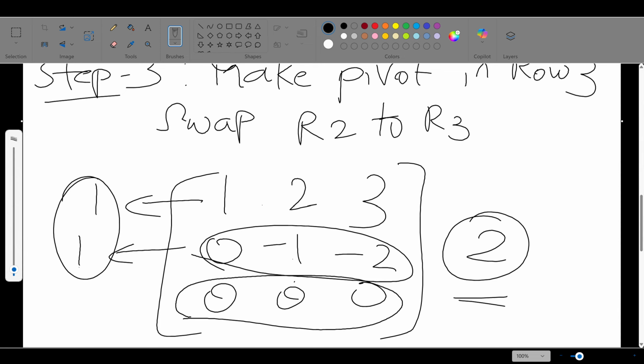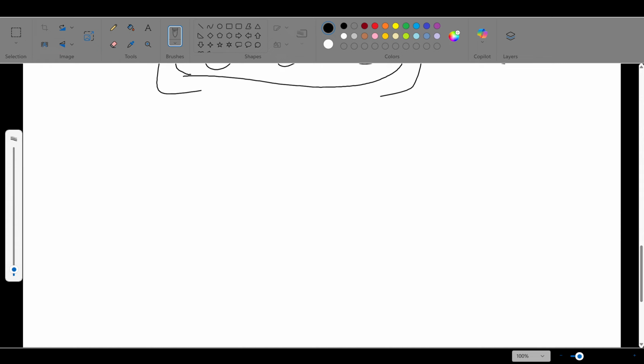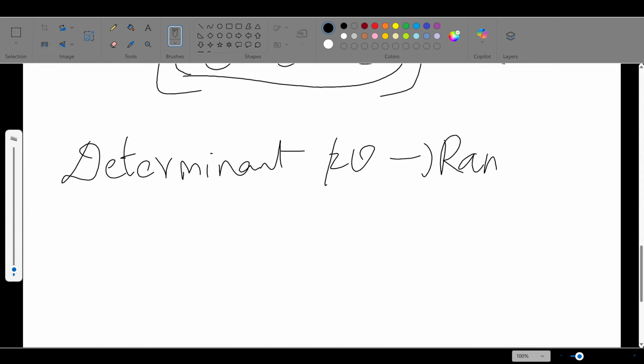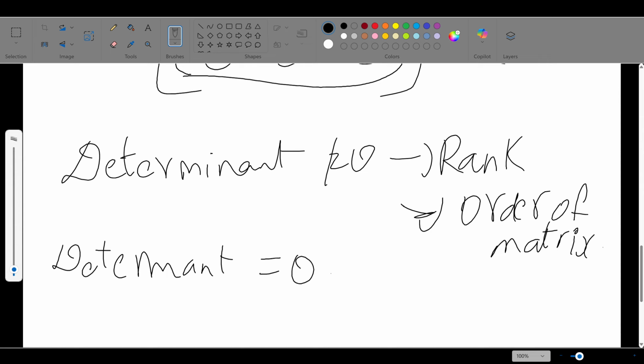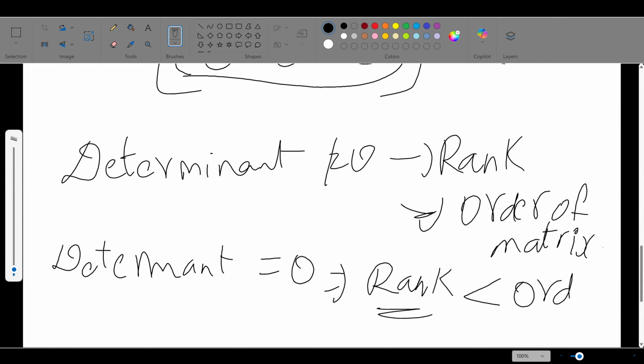So yeah, this is the way. Now quick check with the determinants. Determinants is the second method, as I told you. If the determinant is not equal to 0, the rank is nothing but the order of the matrix. If in a matrix there are no zero rows, then the rank is nothing but the order of the matrix. If the determinant is equal to 0, the rank is always less than the order. Okay.